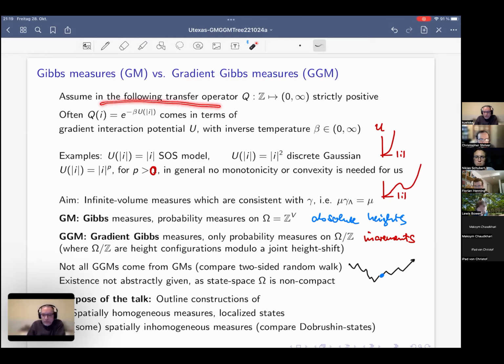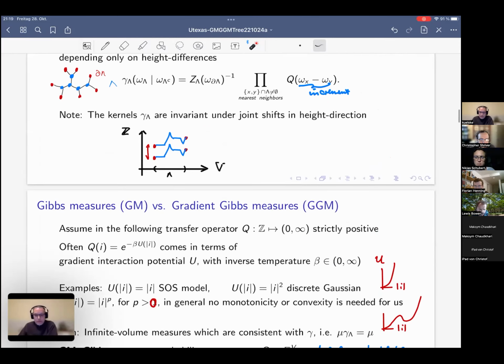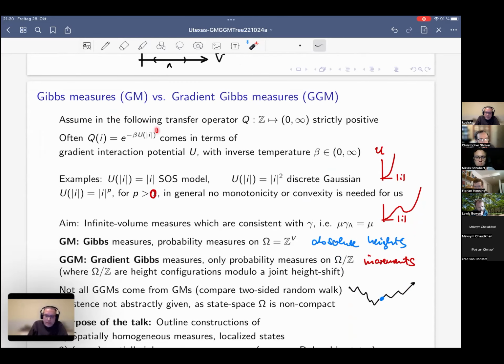So let's assume in the following that this transfer operator function, which appears here and gives us the price or the degree of suppression that we have to pay if we make large increments, is strictly positive. There can be, of course, interesting examples where this is not strictly positive, but supported maybe on finitely many points. But we suppose that it's strictly positive, and often from physics it comes in this exponential form, with a parameter beta and some U of modulus I, a gradient interaction potential, and the beta parameter is called inverse temperature.